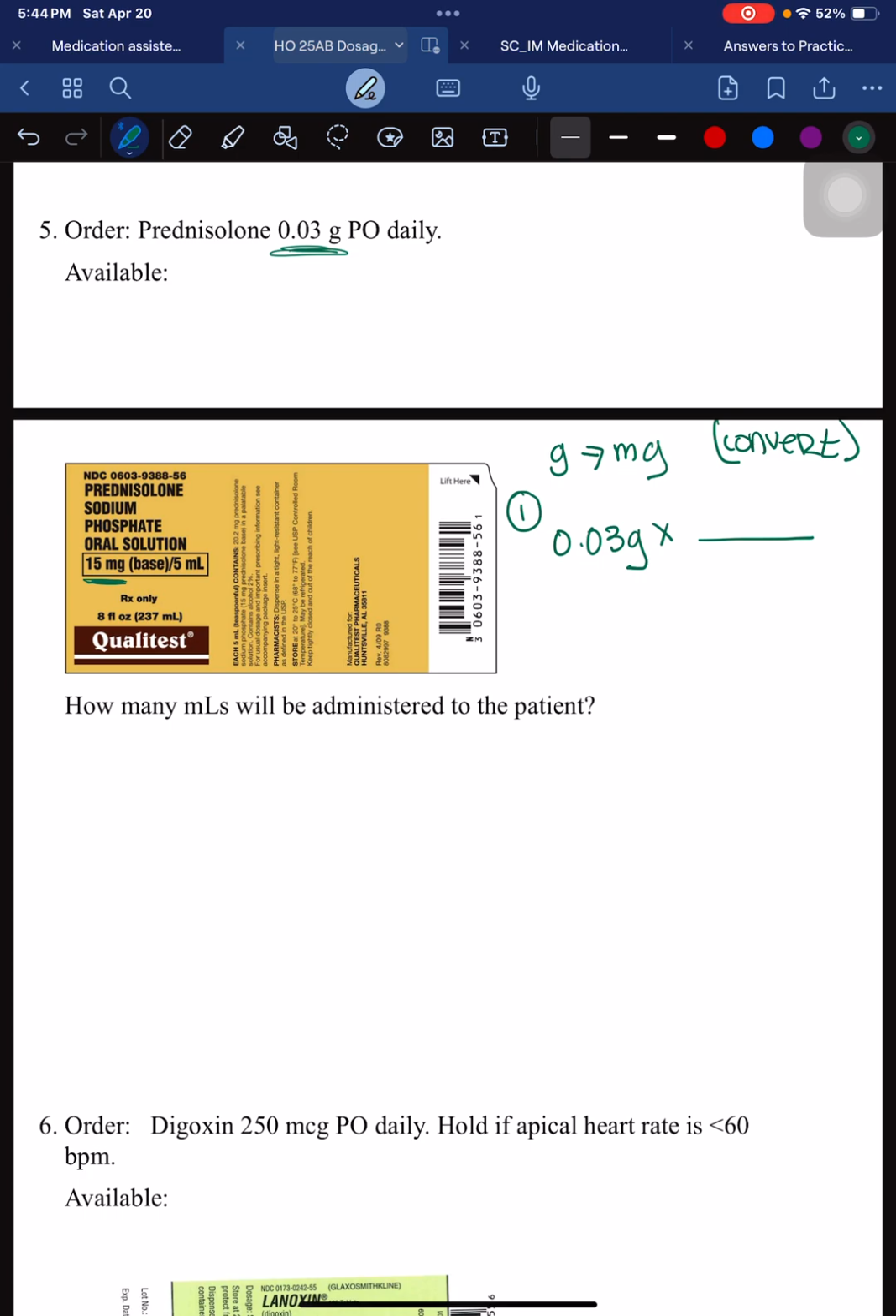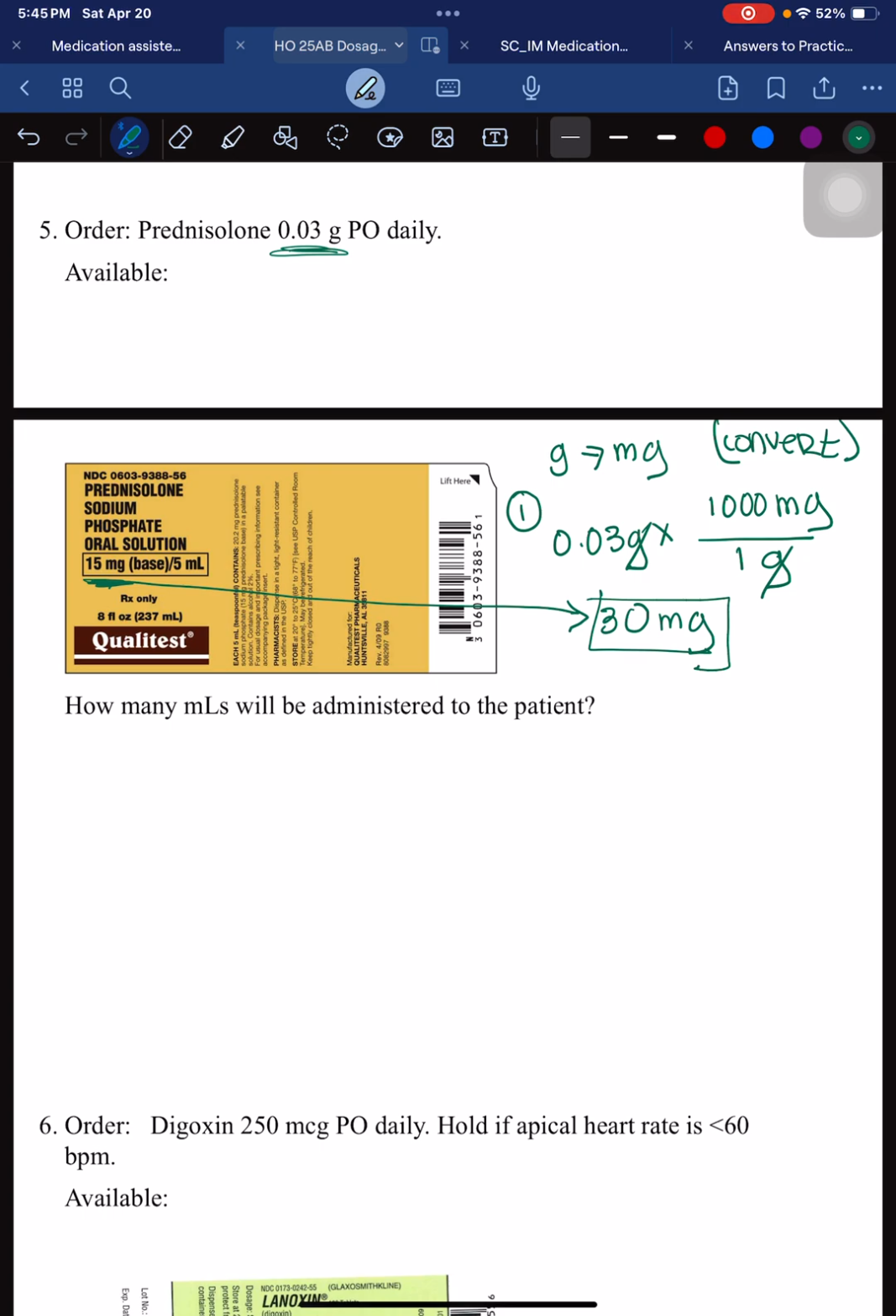So we want gram to be able to cancel out, so you need to put gram at the bottom. And we know that 1 gram is equal to 1,000 mg. So gram and gram, you can cancel it now. So now you just need to multiply 0.03 times 1,000, which gives you 30 mg. Okay, so now we have the same unit. If you can see, this is 15 mg, and we have 30 mg. So now this is our doctor's order.